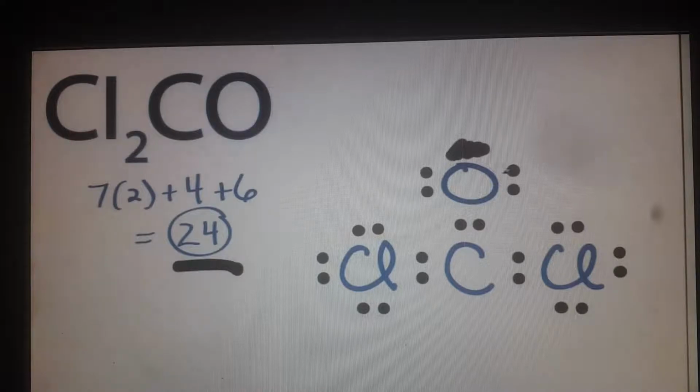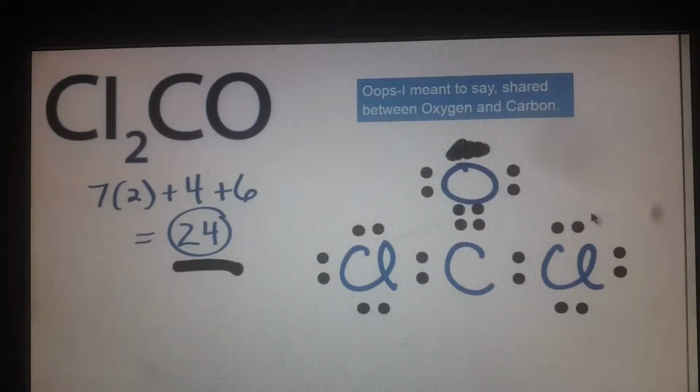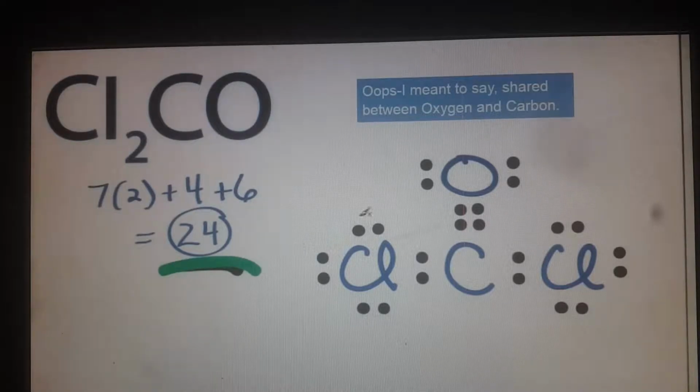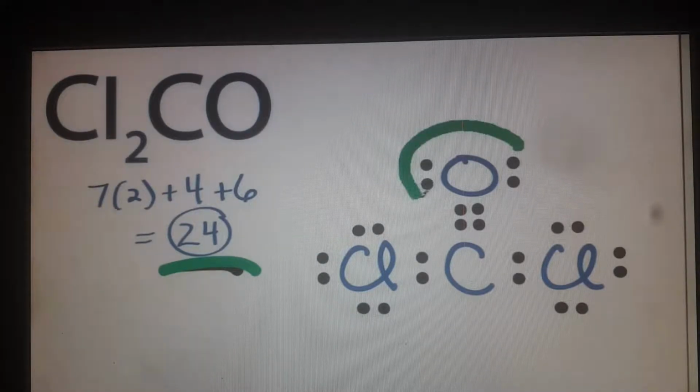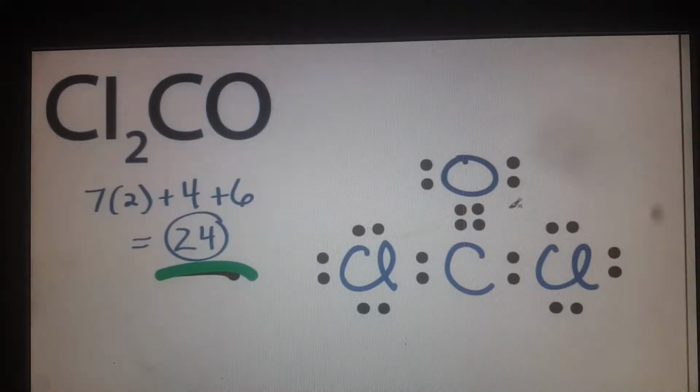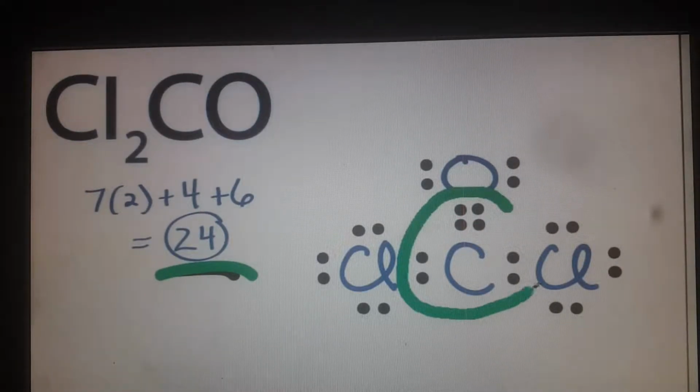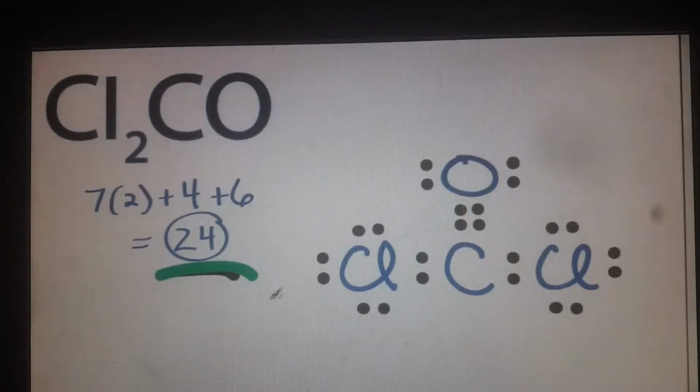We can take 2 valence electrons from the oxygen here and share them between the oxygen and the carbon to form a double bond. We're still only using 24 valence electrons, but the oxygen still has an octet, and the carbon now has 8 valence electrons because of that double bond we formed with the oxygen. So we've used all 24 valence electrons. We've satisfied the octets on each of the atoms. So this is the Lewis structure for Cl2CO.